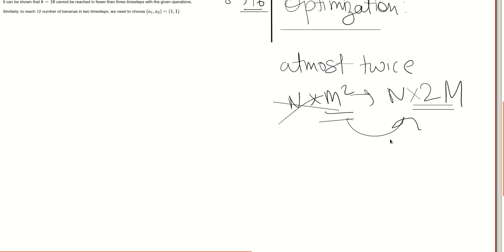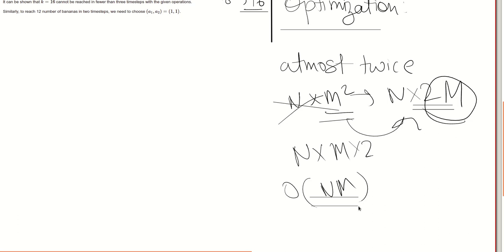And there are n time steps, and each node will be visited twice at one time step. So we will get only 2m instead of m square. So the complexity will be n into m into 2, so it is big O of nm. And this passes the time limit because it is 10 to the power 7 only. Now there are some common mistakes too which we have to avoid.